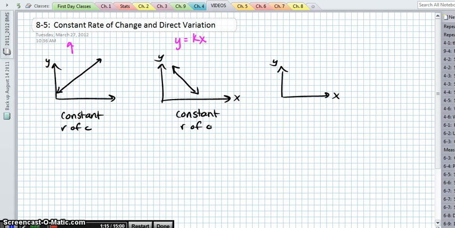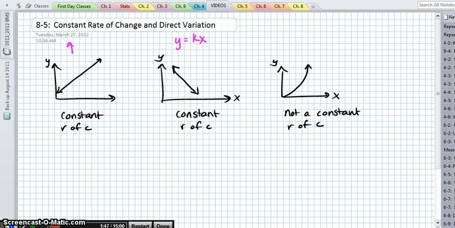But what might something look like if it doesn't have a constant rate of change? Well, that's typically when you get curved lines. So maybe something like this. Okay, so the rate of change starts off slow and then gets higher and higher. So this is not a constant rate of change. And you'll notice, of course, this is not linear. It's not a straight line. It is a curve.